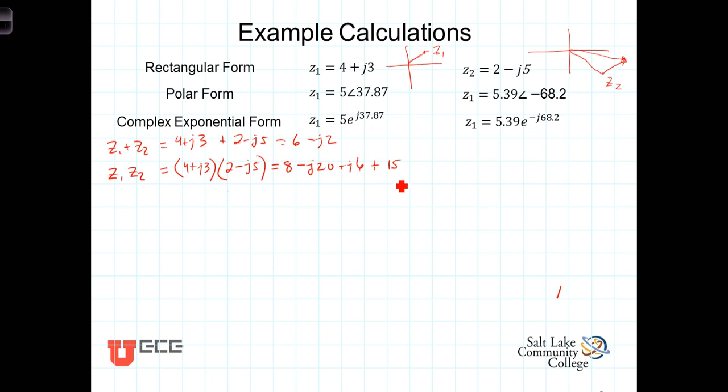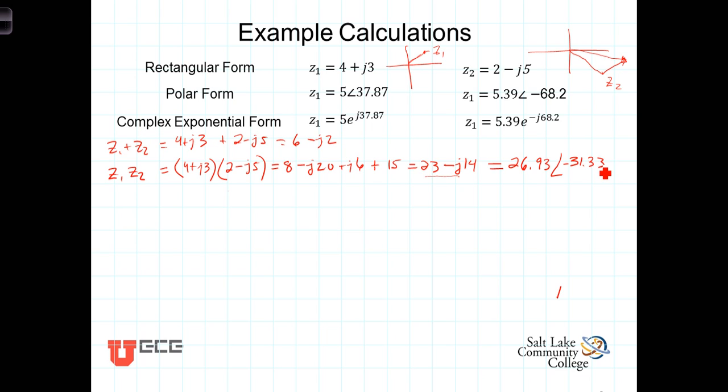So we have two imaginary terms, two real terms. 8 plus 15 is 23. And the negative j20 plus j6 is a minus j14. So, multiplying two complex numbers in rectangular form requires us to FOIL them. I'll leave it to you, stop the video right here and go ahead and convert this rectangular complex number into its polar form. Let me just give the answer. The answer is 26.93 angle negative 31.33.